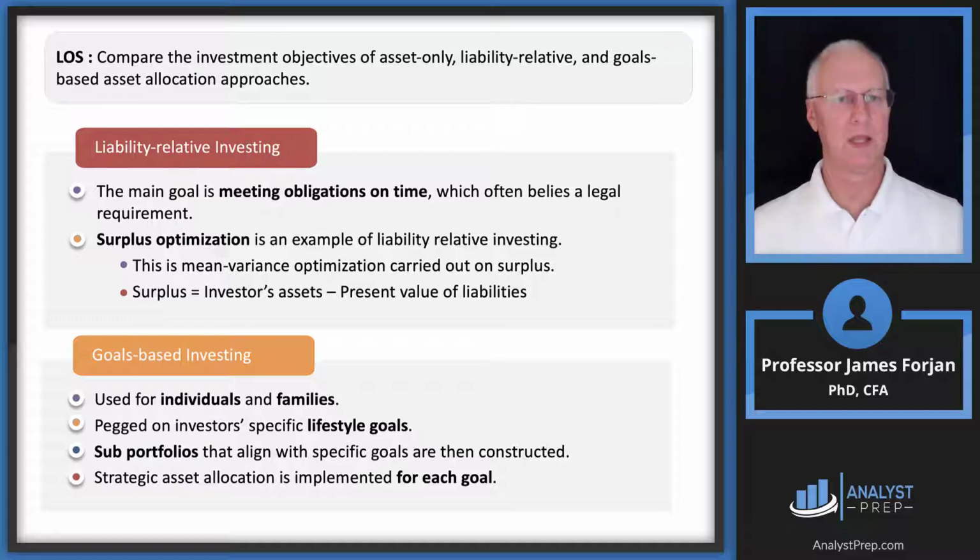All right, how about liability-relative investing? Well, this sounds an awful lot like, hey, this is probably appropriate for a pension fund, right? What did I say earlier? The pension fund manager has to meet all of those obligations on time, and there's probably some legalities associated with it. What this means for us as good wealth managers is that we have a surplus, right? Assets minus the present value of the liabilities. There's a surplus in there. So we can put together some kind of a model to optimize that surplus so that we can grow the fund while meeting those obligations.